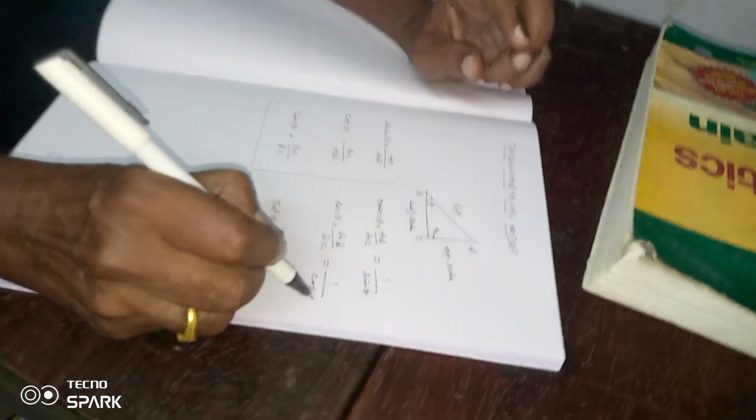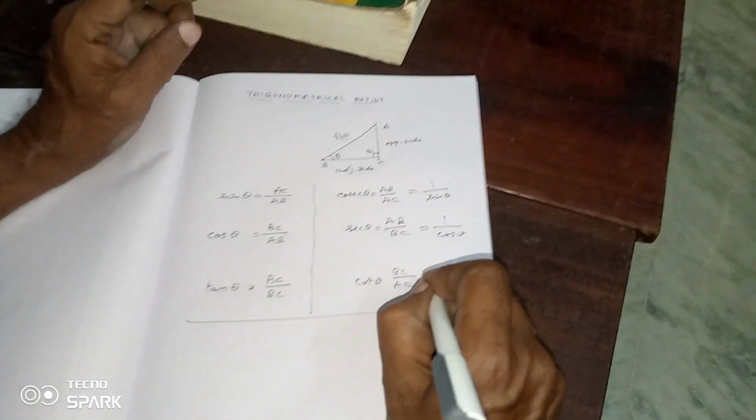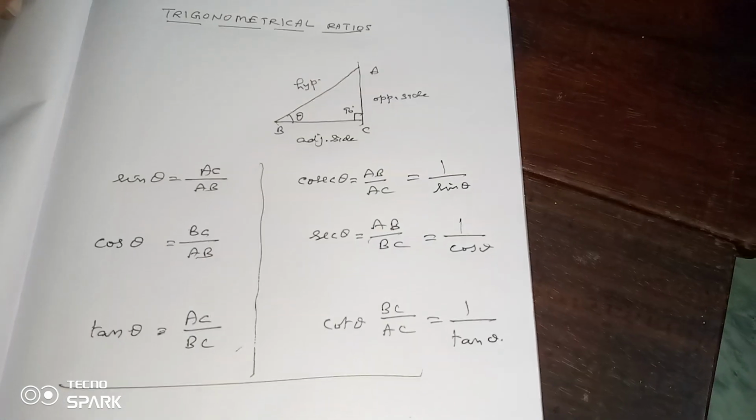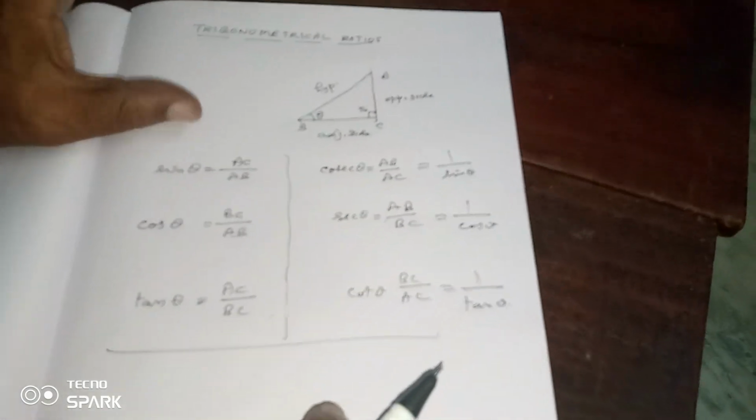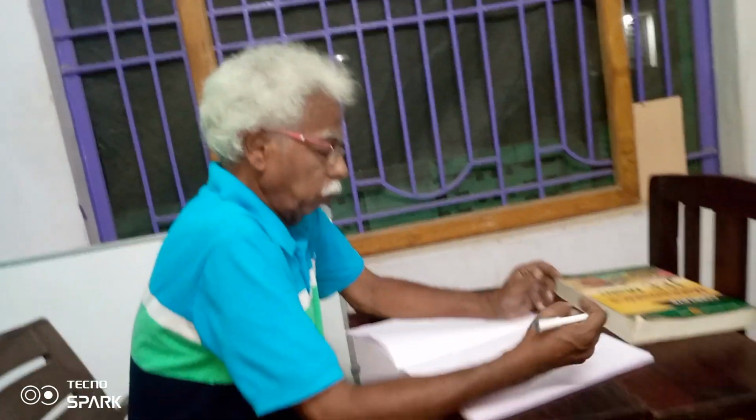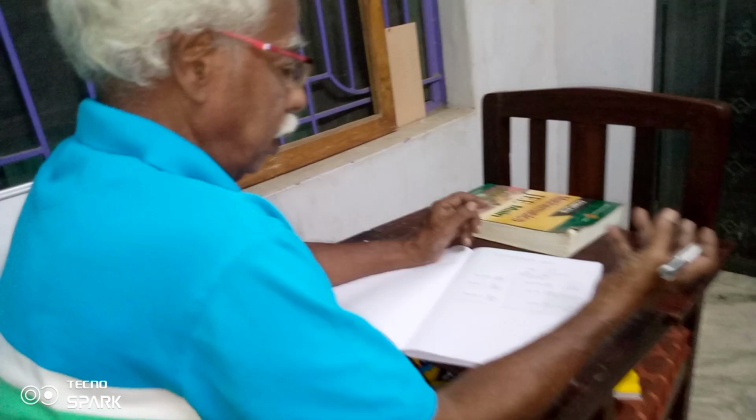Secant theta is the reciprocal of cos theta, so we can write 1 by cos theta, and cot theta is the reciprocal of tan theta, so cot theta can be written as 1 by tan theta. So these are all the various trigonometrical ratios, and using this Pythagoras theorem we can find certain important identities related to sin theta, cos theta and tan theta.